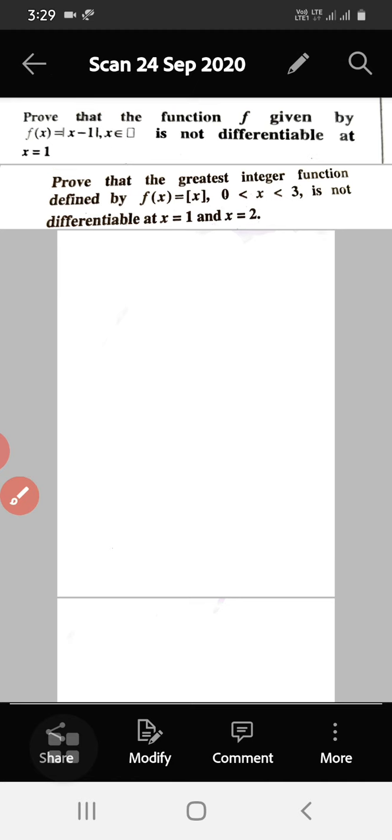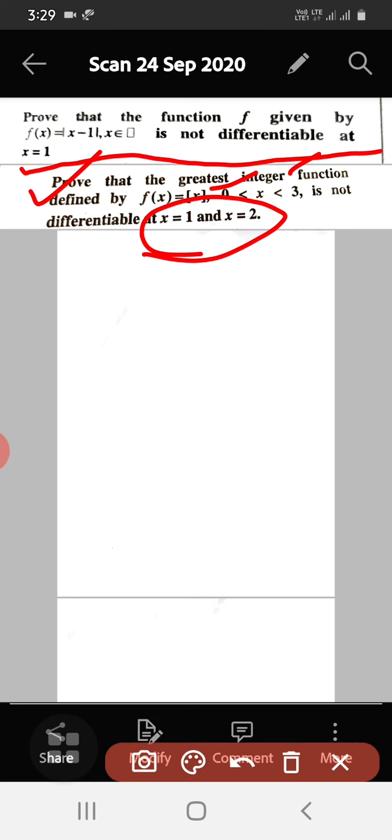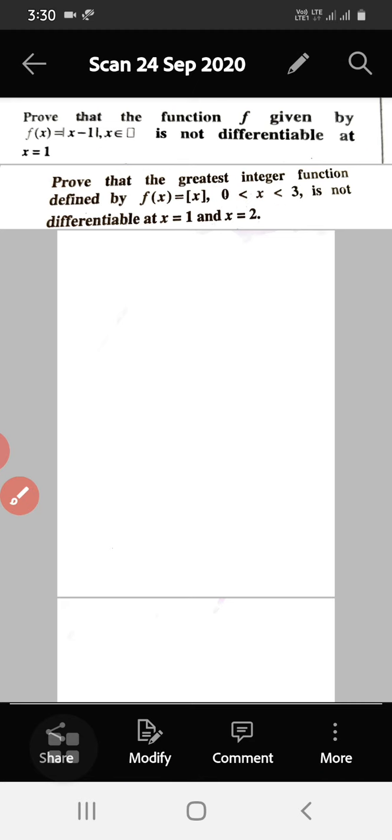Similarly, this one is over. Another problem in this list is: prove that the greatest integer function defined by f of x is equal to box x, where x lies between 0 and 3, greater than 0 and less than 3, is not differentiable at 2 points, x is equal to 1 and x is equal to 2. This one we also have to solve. That we shall do in our next class.